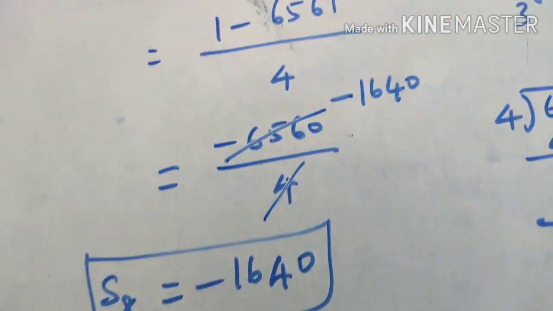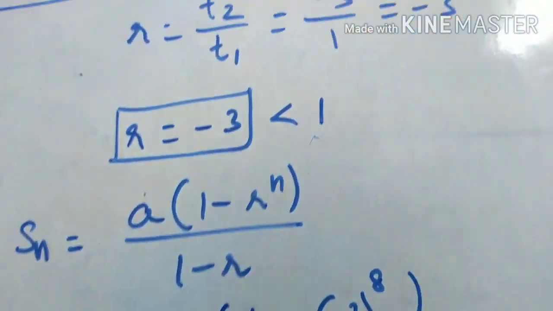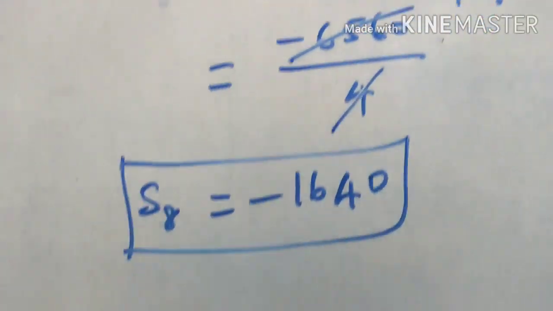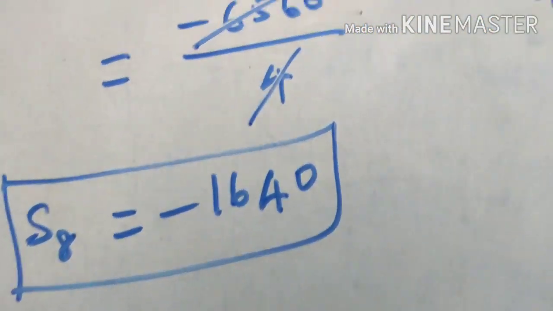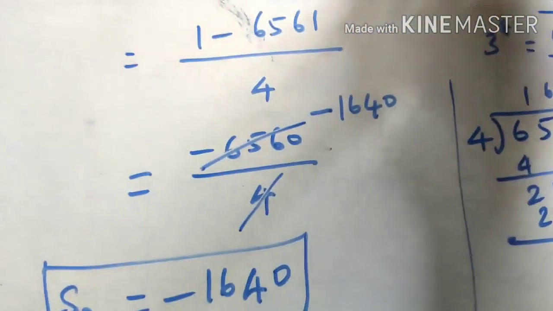It is negative because the common ratio is less than 1. So the sum is negative. That's all, very simple. Okay.